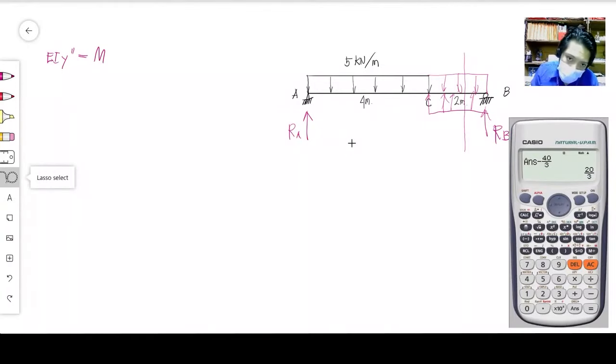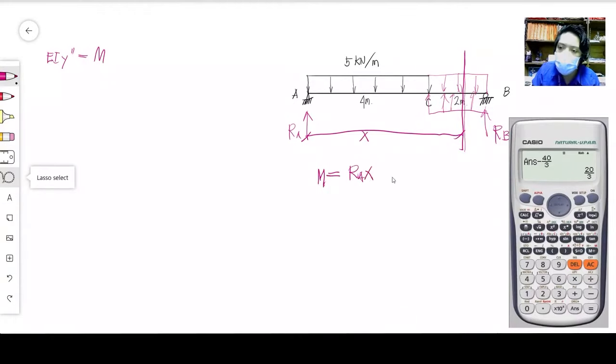This is only when you are using the double integration method. Okay? Tapos magpapas ka yung cutting plane. This distance is equal to x. Okay. And your moment is equal to RA times x, minus, take note ha, may 5 kilonewton meter habaw-baw, kutob na nga di ha, point B. So that is 5 times x. That's the magnitude pa lang, di ba? Kasi this distance nga di is x naman.